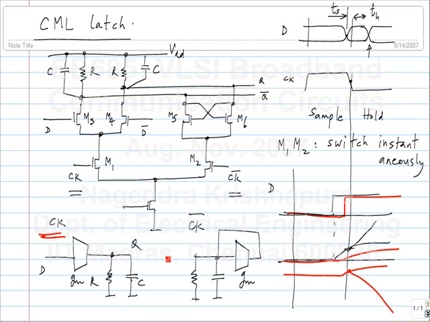So, the initial condition for the regeneration phase should have the same polarity as the data that you want to latch. But if the data changes polarity too close to when it enters regeneration phase, the initial condition will not have the right polarity, or it may have the right polarity but not enough magnitude to regenerate. Okay.